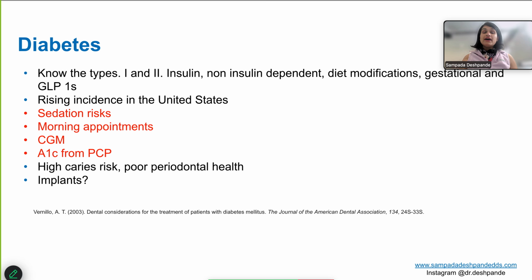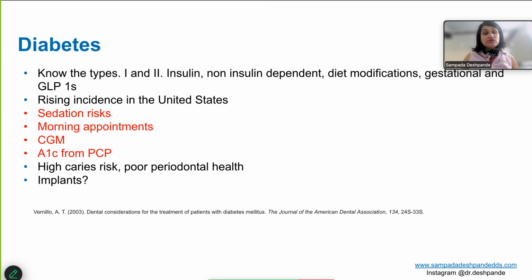Diabetes. Again, our case study had something going on with diabetes, and I already mentioned her A1C was a little bit high, at least for my liking. I don't like for it to be that high if the patient is already on insulin. But there is a rising incidence of diabetes in the United States. A lot of patients now are on GLP-1s.